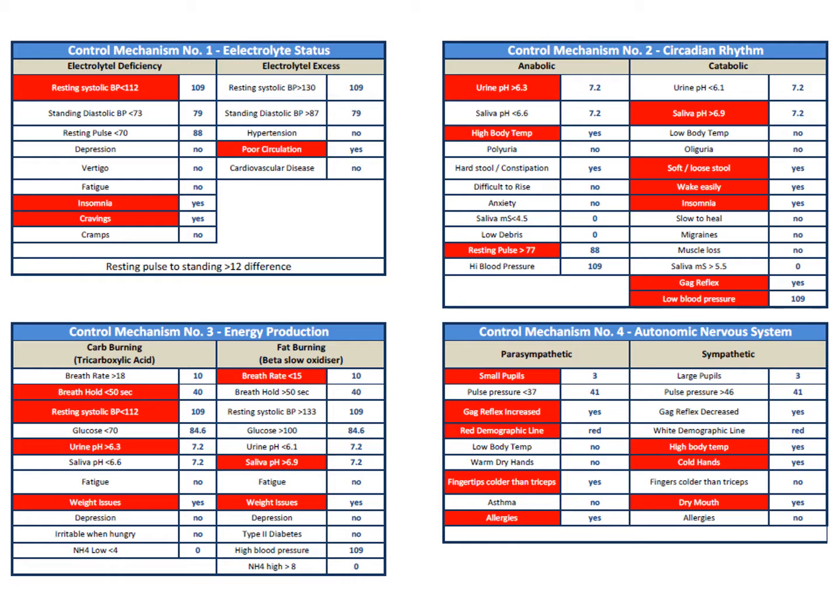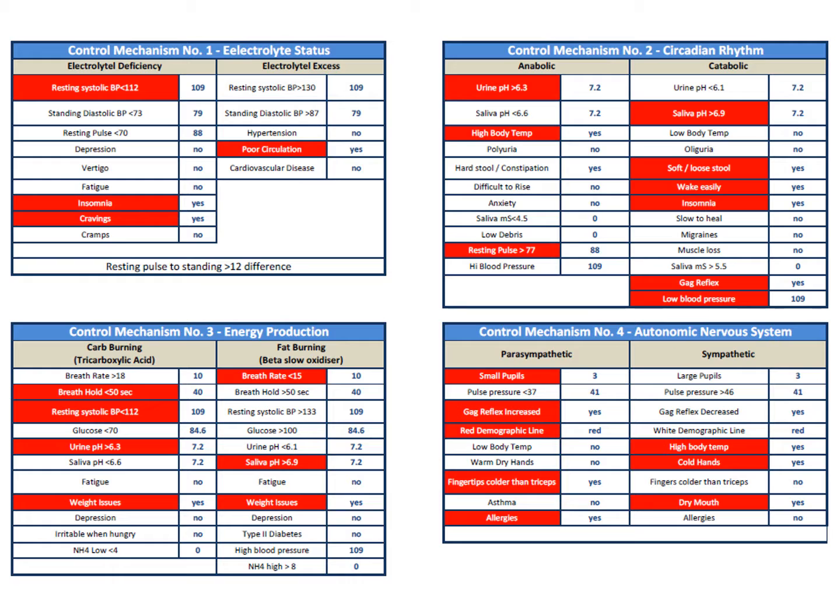Okay, and then we come back to this production. We can have a look at this energy production. You can see a breath rate of 10 when we should be up around 15 or 16. Sugars, not too bad, 84. But I am concerned because of the pHs being quite high, that we do have some issues with sugars, and we're going to touch on that.